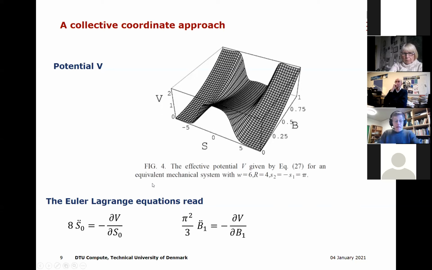Now you can derive the Euler-Lagrange equations, which is down here. We just find the Euler-Lagrange equation for S naught and for B1. And it's second order differential equations, and they are coupled.